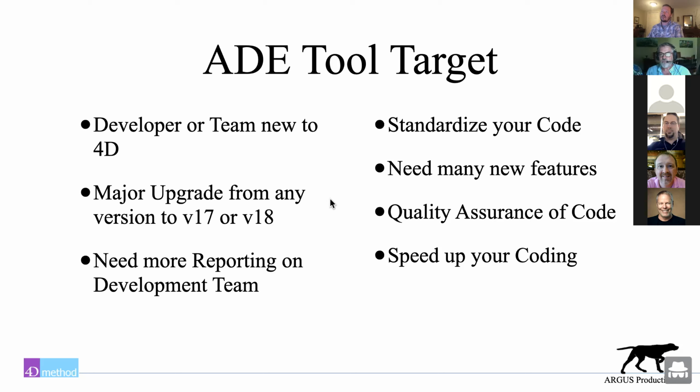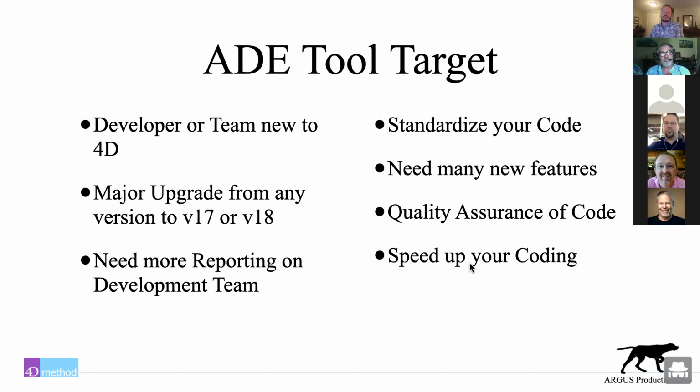If you need many more features that you don't have, say if you're coming from 6.8 and you want to get all the whiz-bang features that can be used in the later versions of 4D, then this would be a good tool. Of course, quality assurance of code, that's very important, and to speed up your coding.